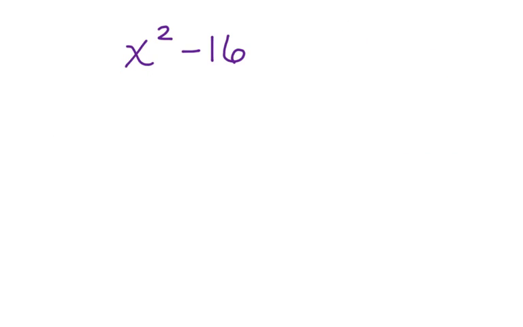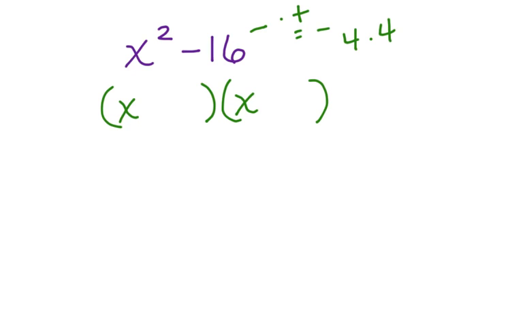Again, we start with two binomials. We have an x and we have an x. And we don't have a middle value, so we don't have a value that would be like a 3x or a 4x. So we want two values that multiply together to get a negative 16. And we know that a negative times a positive equals a negative. 4 times 4 equals 16. Therefore, we're going to have a positive 4 and a negative 4.